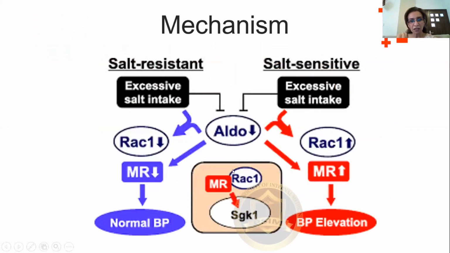So just a slide on the mechanism of salt-resistant and salt-sensitive individuals. Salt-sensitive individuals, in response to salt intake, have an upregulation of the mineralocorticoid receptors and hence blood pressure elevation. However, salt-resistant individuals will have a downregulation and hence there is no increased sodium absorption and they will have a normal blood pressure even if they take an excessive amount of salt.